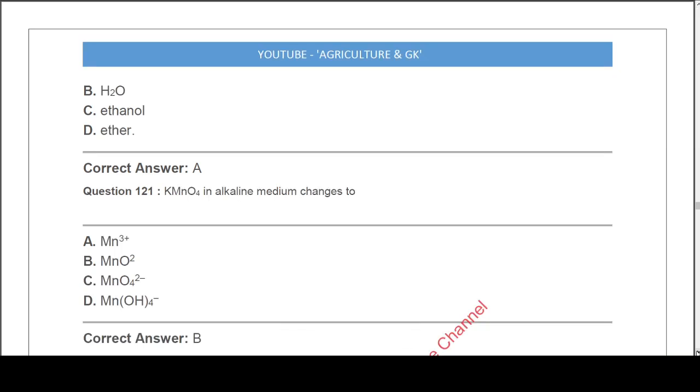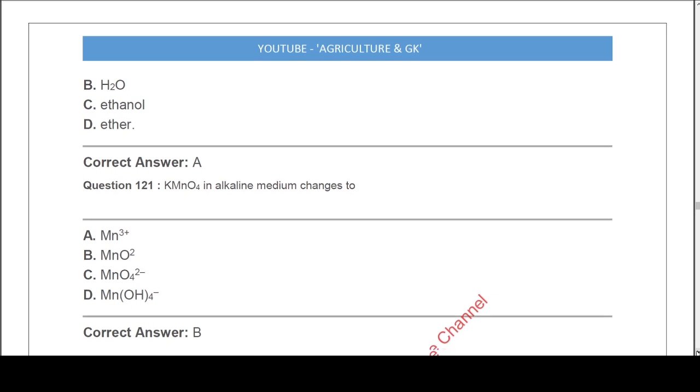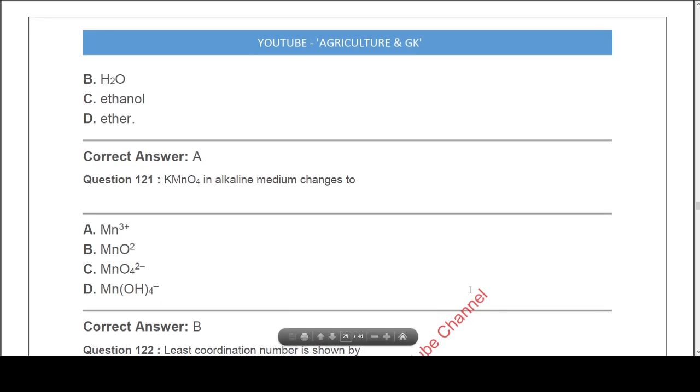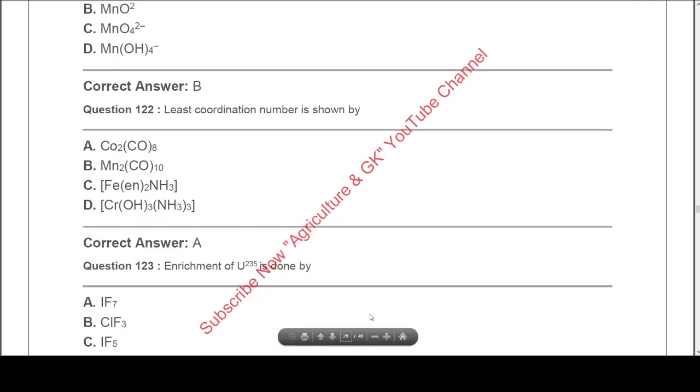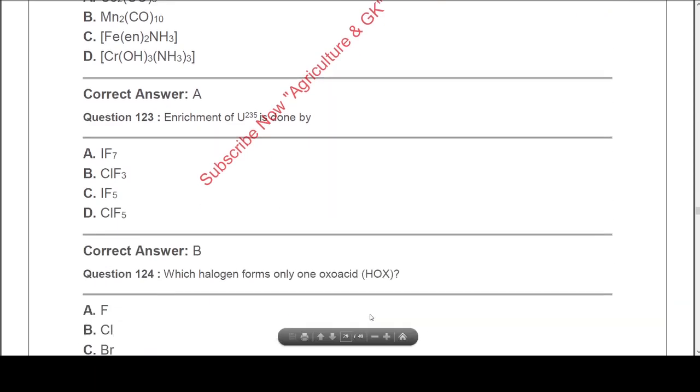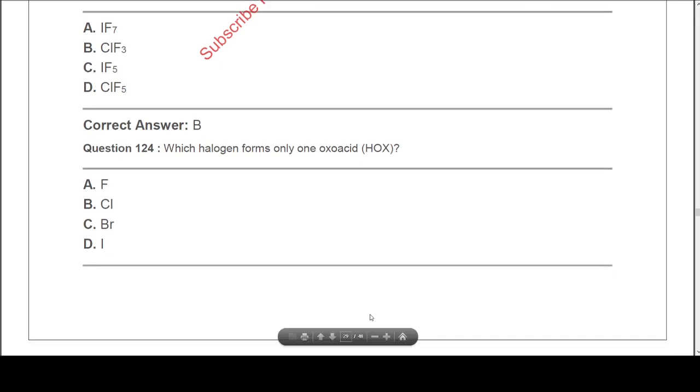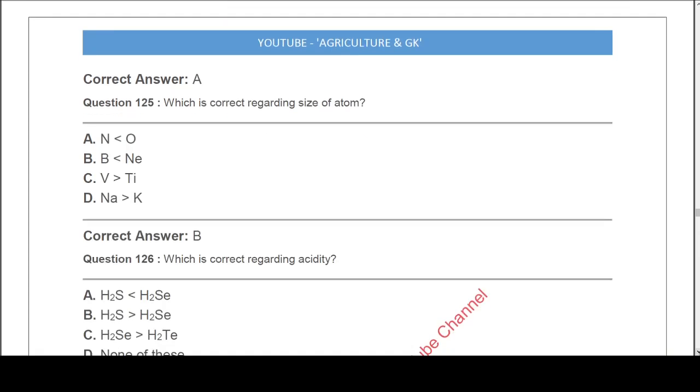Then KMnO4 in alkaline medium changes to option B, MnO2. The least coordination number is shown by option A, Co2(CO)8. Enrichment of uranium 235 is done by option B, ClF3. Which halogen forms only one oxo acid? That is option A, fluorine.